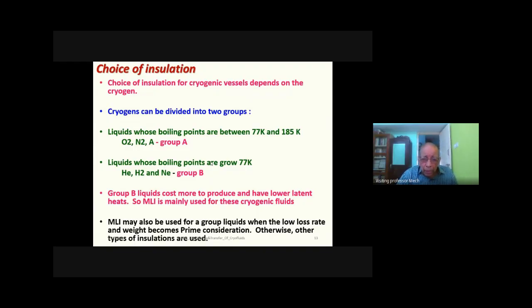Group B liquids are more expensive, cost more to produce, and also have lower latent heats. And so essentially one uses multi-layer insulation for these cryogenic fluids. So group B vessels will generally be made with multi-layer insulation. Multi-layer insulation can also be used in cases where you require a low loss rate, and sometimes the weight can also become a prime consideration. Otherwise, other types of insulation are okay for many of the storages.